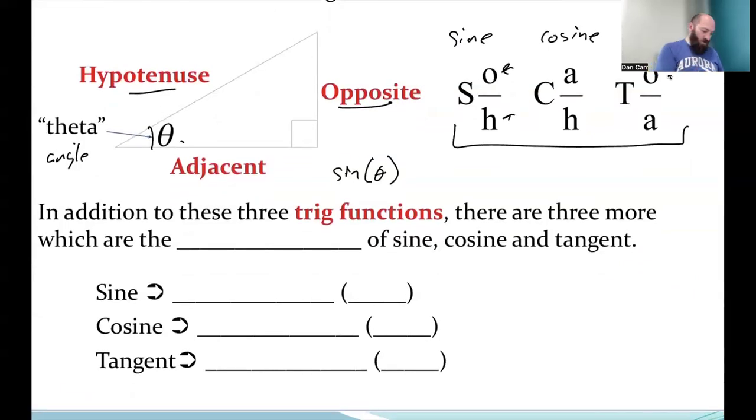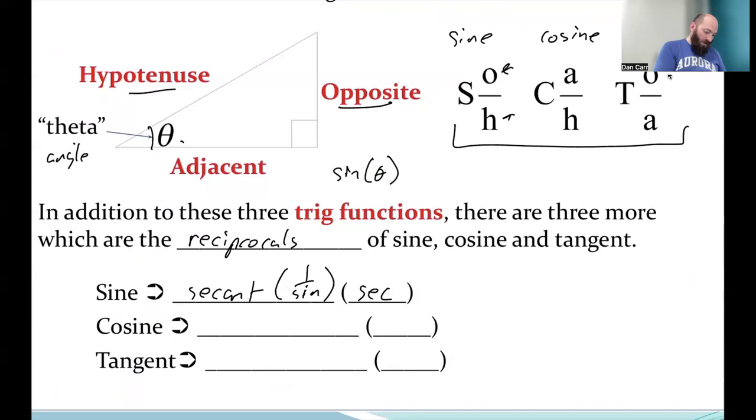Now, in addition to these three that you would have covered before, we're going to do three more. These are called the reciprocals of sine, cosine, and tangent. So the reciprocal of sine is what's called secant. When I say reciprocal, I mean secant is the same as 1 over sine. We use three letters for that one, SEC.